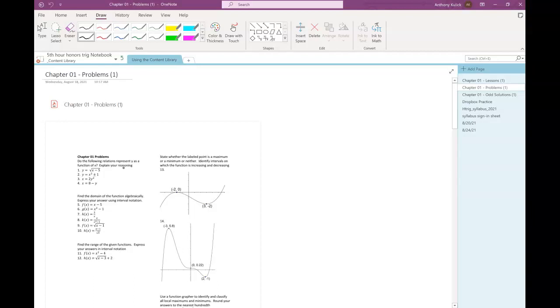And make sure that you remember to sync your notebook after you finish your homework assignment, and wait for OneNote to clear its sync before you jump out of there.